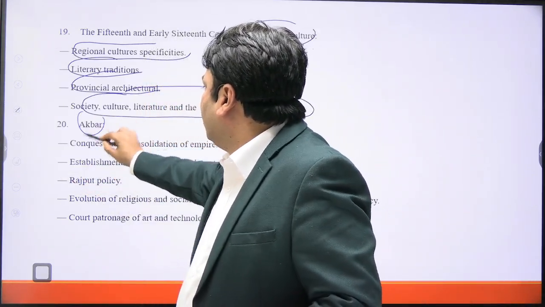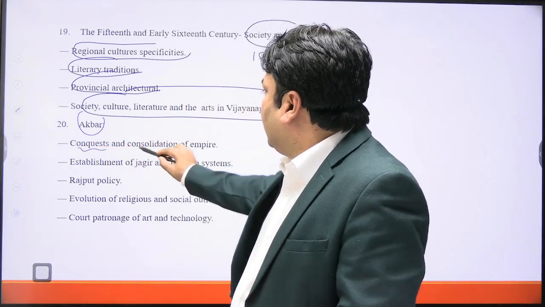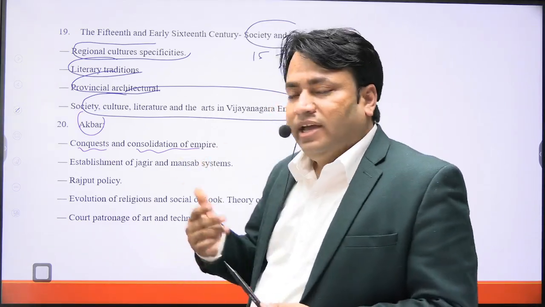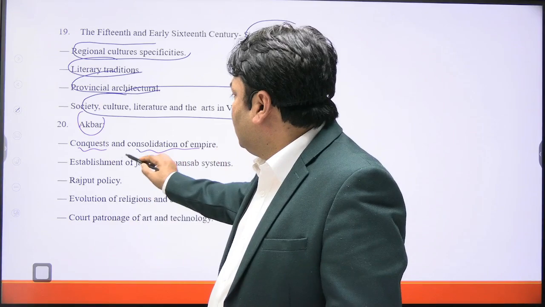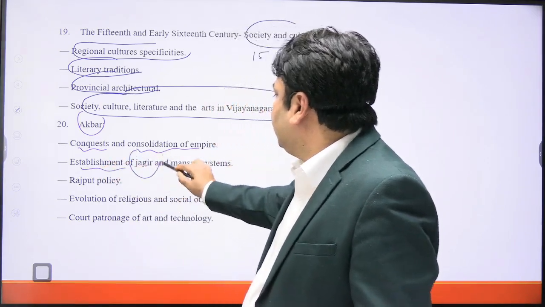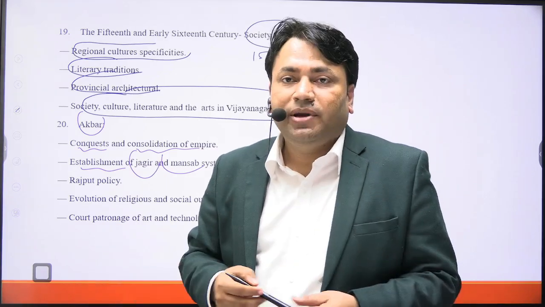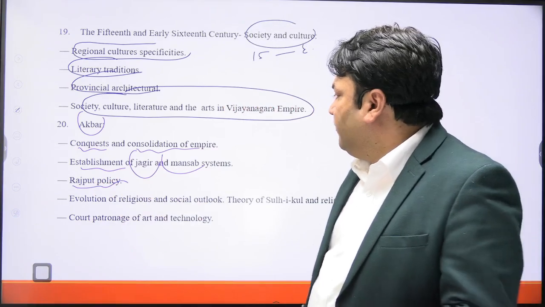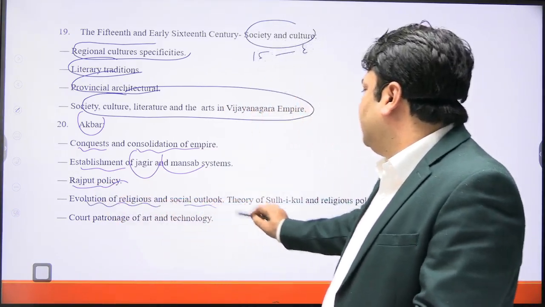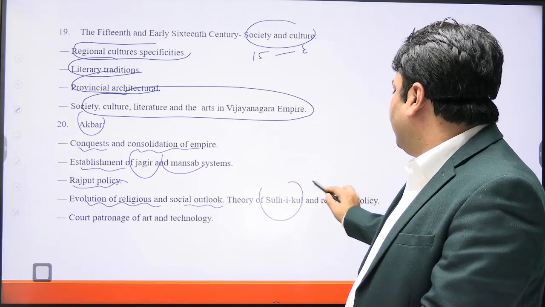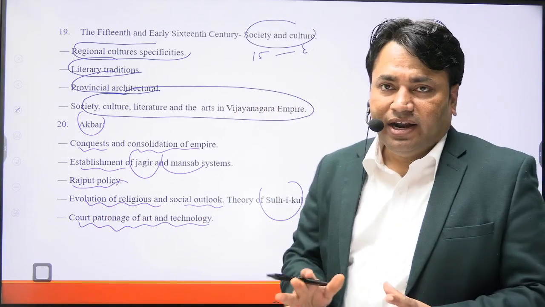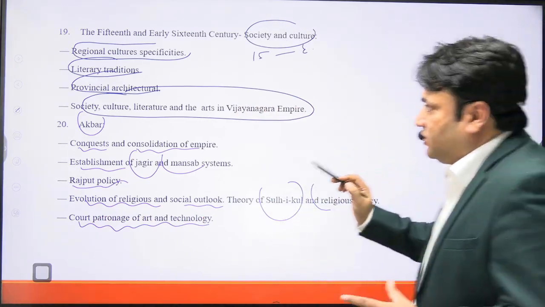Akbar, about the conquests of Akbar, about how Akbar was successful in consolidation of his empire. We need to discuss about the Jagir system and the Mansab system that was developed by Akbar. We need to study about the Rajput policy that was developed by Akbar. We need to study about the evolution of religious and social outlook, theory of Sulh Kul and religious policy. We need to discuss about the court patronage of art and technology. So all these topics we need to understand.